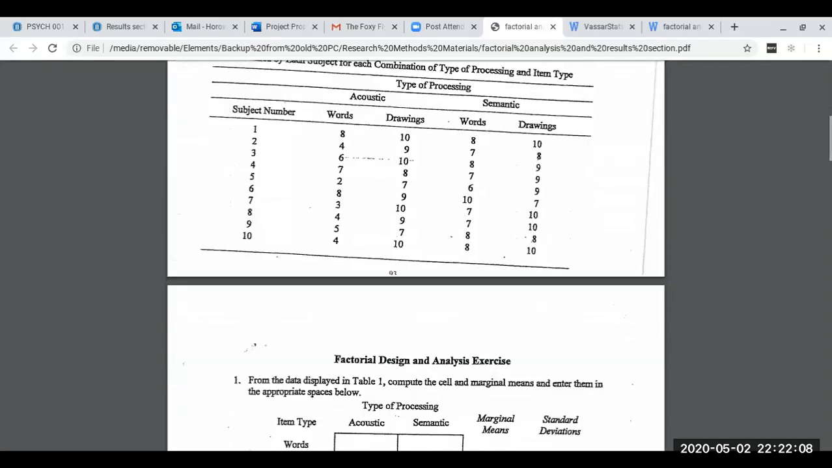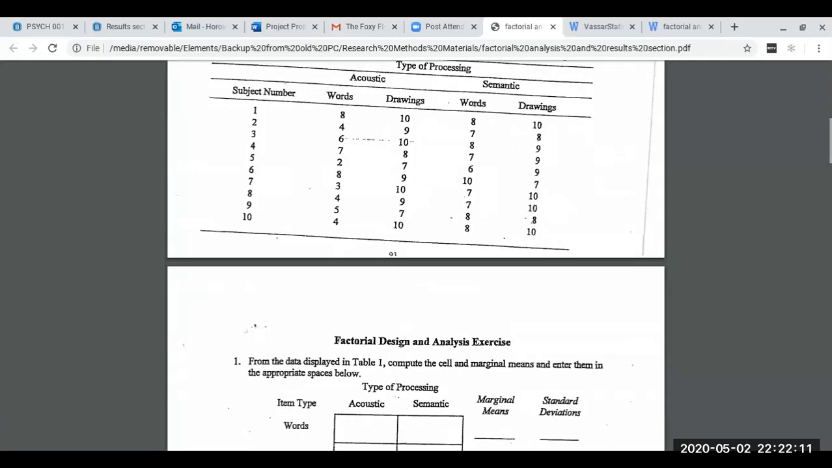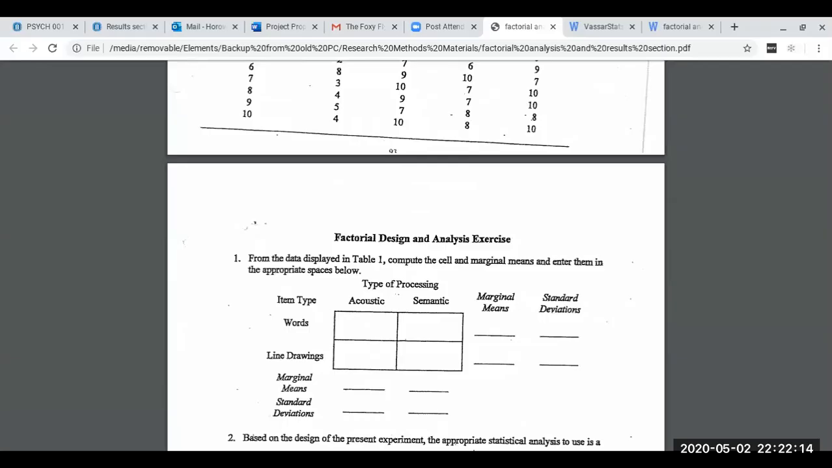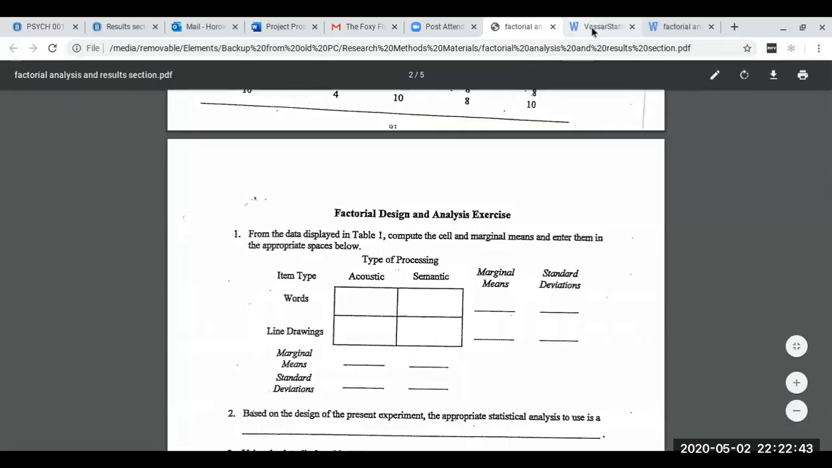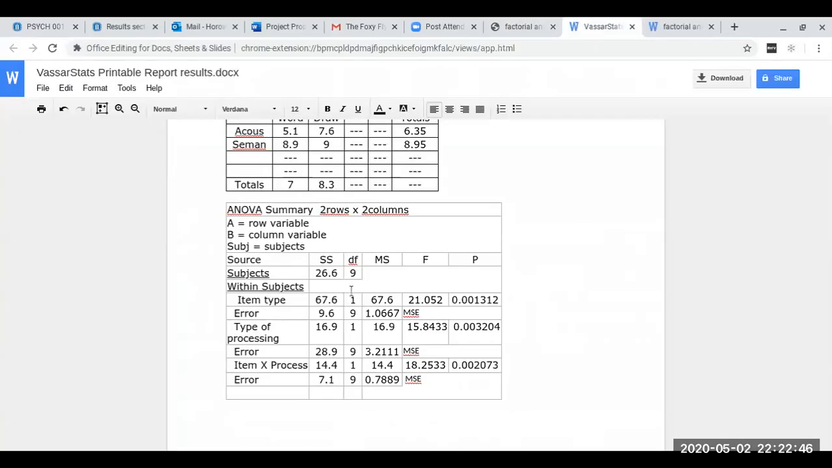So for this, the question that first comes up is, from the data displayed in Table 1, compute the cell means and the marginal means and enter them in the appropriate spaces below. Now, there is a space for standard deviations from the original document that I took this from, but for the purposes of this class, we are not going to worry about the standard deviations here. I will show you that the analysis is already done on another page. Up here it says Vassar Stats. So if I were to click on that, you'll see something that's kind of hard to decipher.